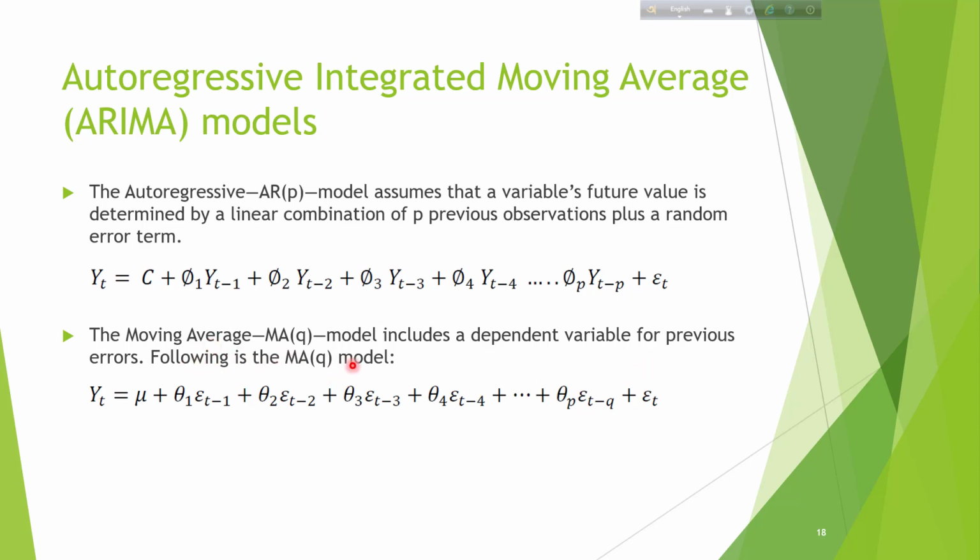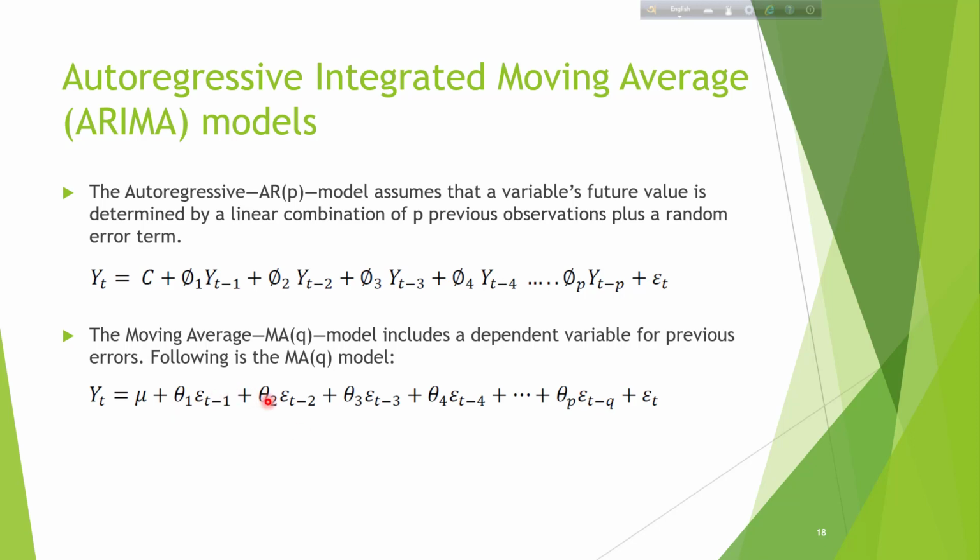Following the MA(q) model, we can write the function here. Yt is equal to mu plus theta 1 epsilon t minus 1, plus theta 2 epsilon t minus 2, plus theta 3 epsilon t minus 3, up to theta q epsilon t minus q, plus epsilon t. Here mu is the constant, the series mean, and theta 1, theta 2 up to theta q are the parameters of the moving average model.